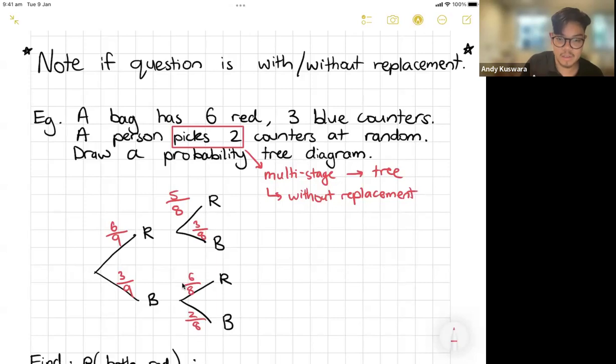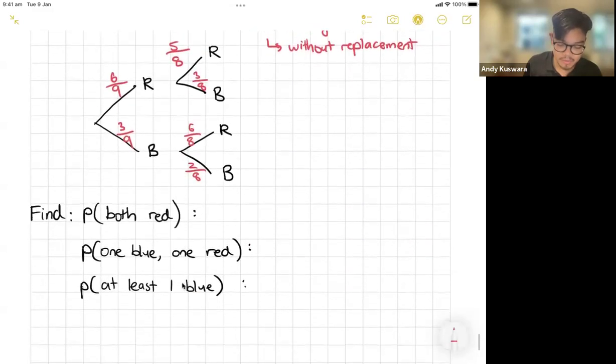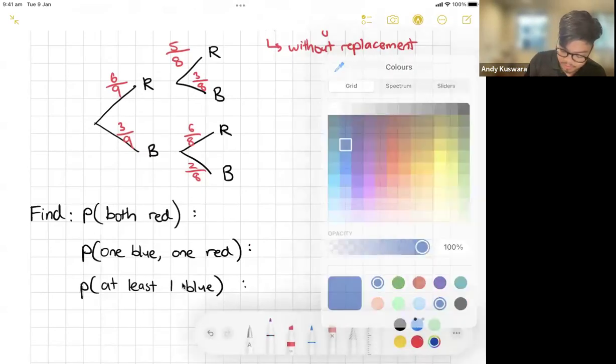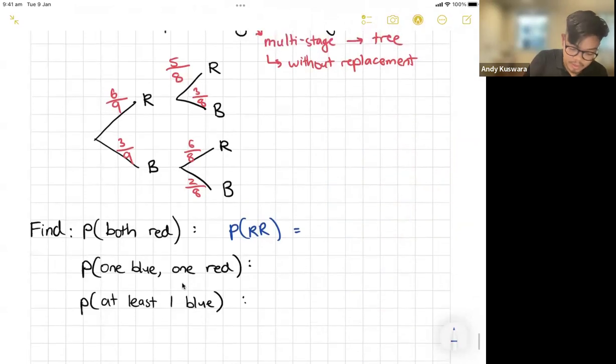We've got our trees, we've got our 2 events, the 2 counters, and we've also got the correct probabilities on each branch, and we've accounted for not replacing whatever we picked on the first event. Now here are some examples of questions that may come from it. Find the probability that I pick both red. I'll write it as PRR for double red. The way that we do that is red is 6 on 9 times 5 on 8.